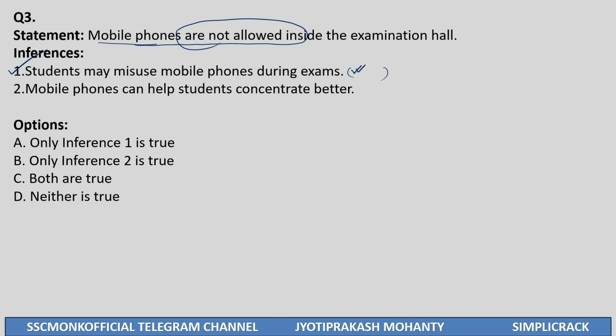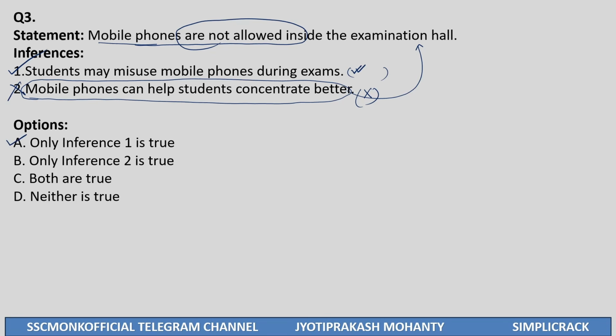Now, second, mobile phones can help students concentrate better. Now see, this statement has nothing to do with the given statement, and it cannot be logically driven. And if it is logical, then the statement will be false. So we cannot take this as the inference because the statement is always 100% correct. So this cannot be my inference. So only inference 1 is true.